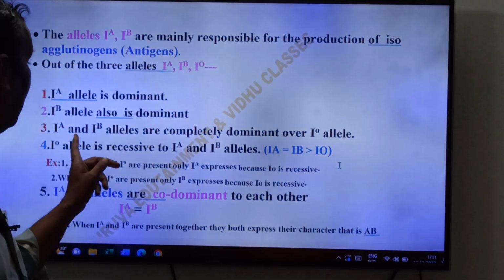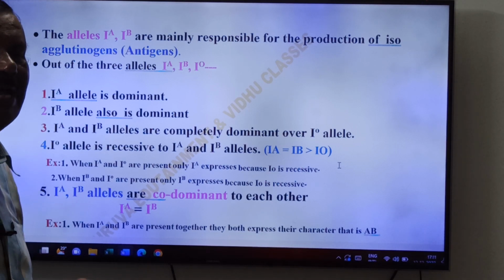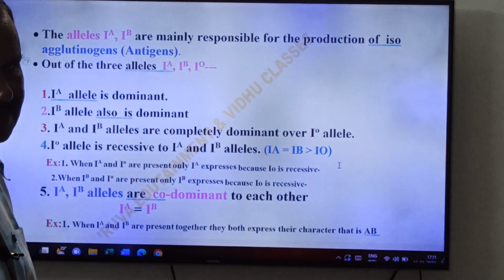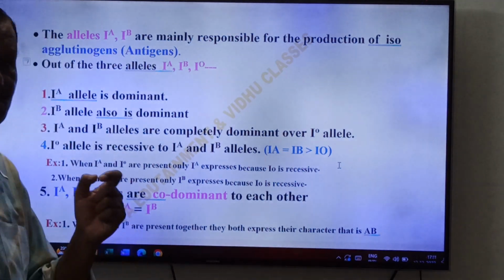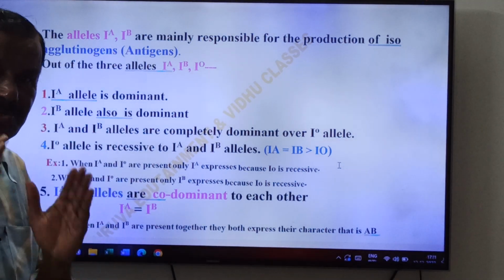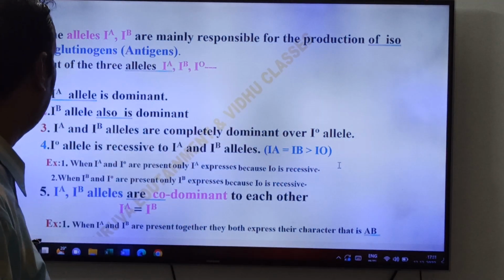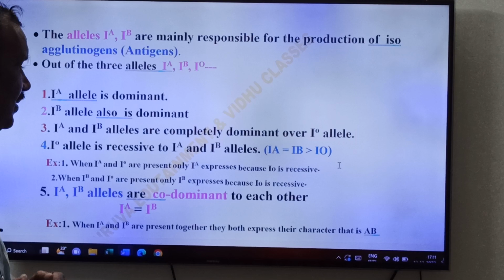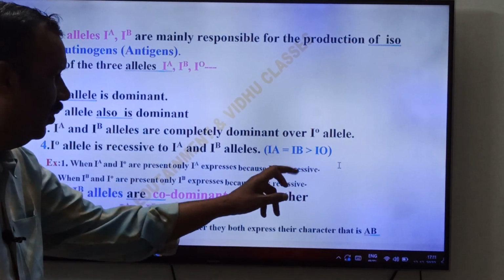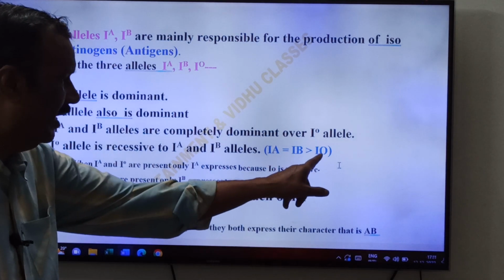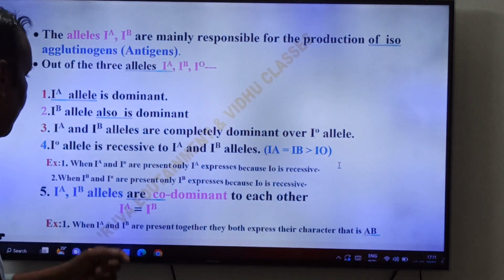See friends, IA and IB alleles are completely dominant over the IO allele. IO is recessive to IA and IB. IA and IB are codominants. These two are dominant over IO, friends. This is IO, not 10, friends, IO.